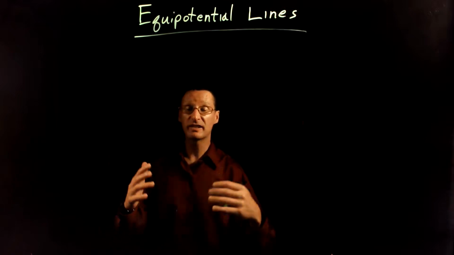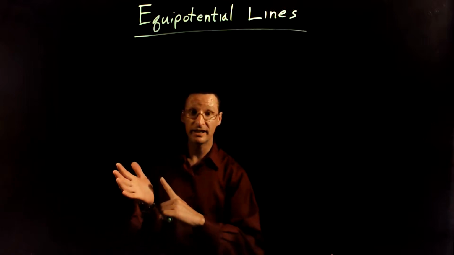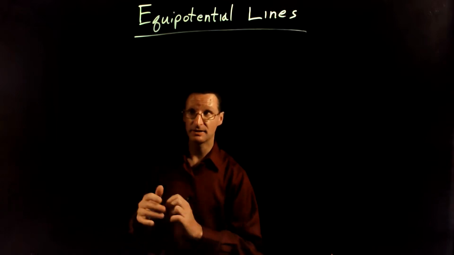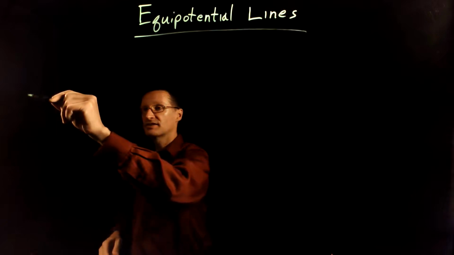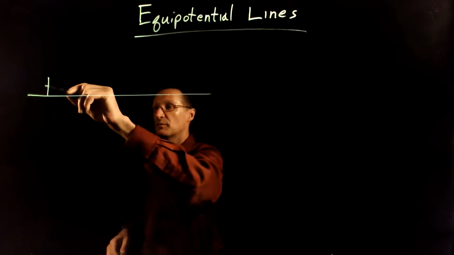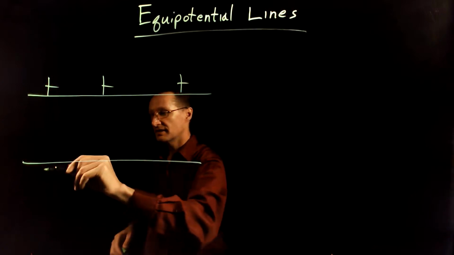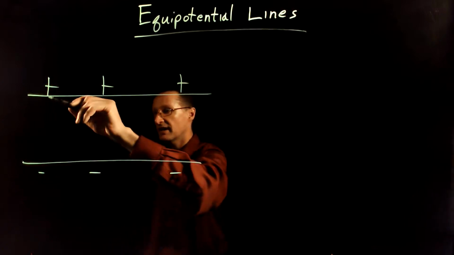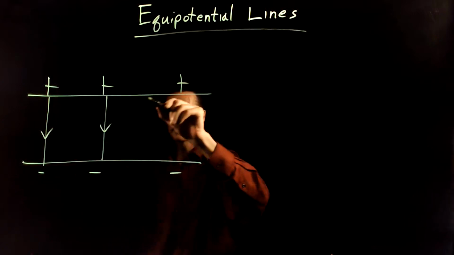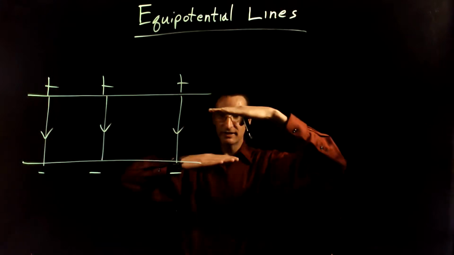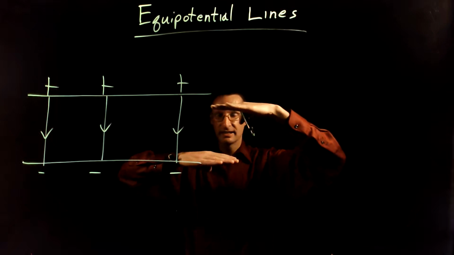Let's talk about equipotential lines and what they tell you about the electric potential, the electric field, and the potential energy. So first, let's start with my favorite example, which is the parallel plate capacitor. So here are the plates, positive plate and negative plate. The electric field goes from the positive to the negative, down just like that. And so remember that these are two parallel plates arranged like this.